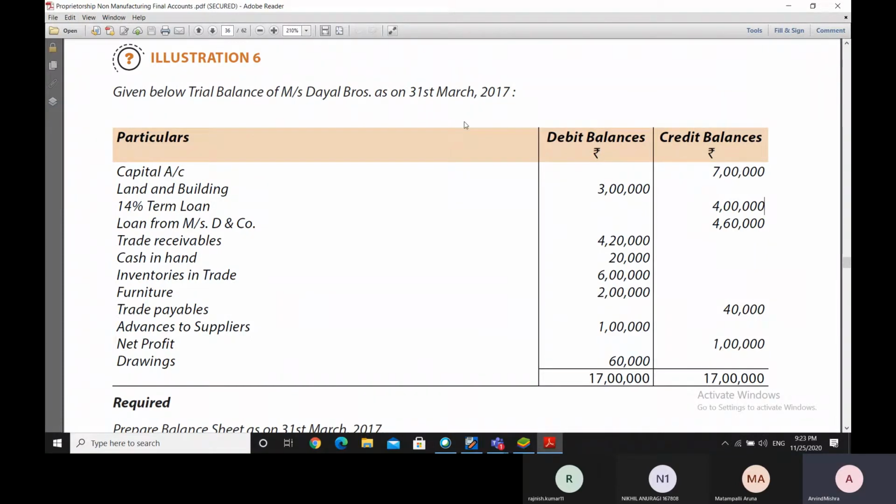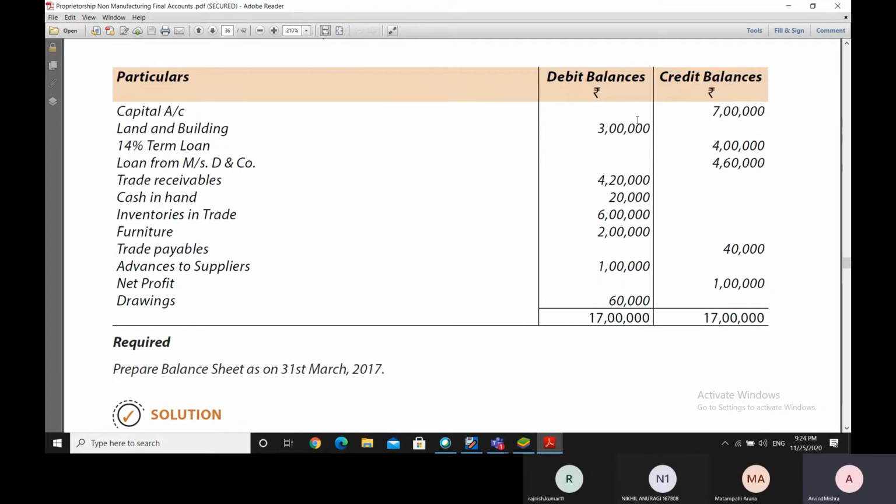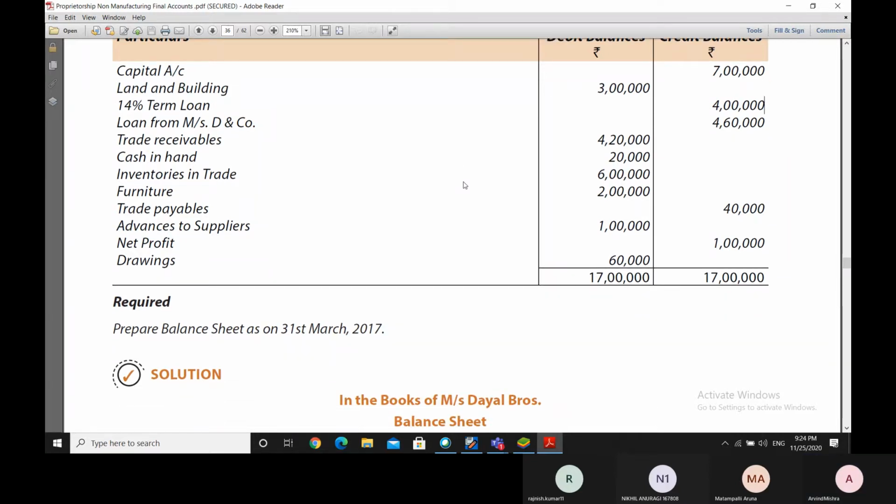And in this illustration, we have a trial balance before us of Messrs. Dayal Brothers, and this trial balance represents the balance figures as on 31st March 2017. So you can see the credit and debit balances, balance figures under various ledger accounts here. And we are supposed to prepare the balance sheet.